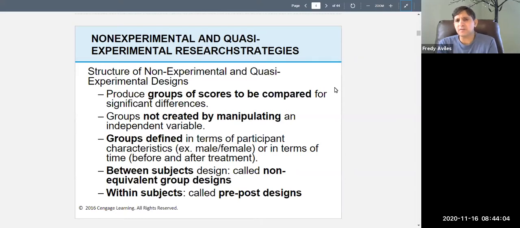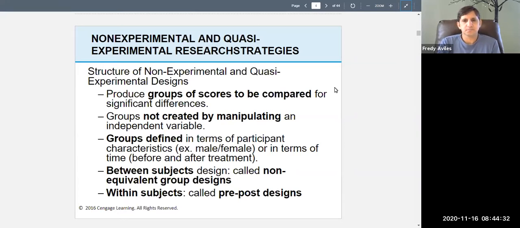You can compare males and females. They already exist. You didn't create these groups. Or you can have children that experienced spanking and those that did not. They already exist. You can compare them. Or you can compare people before treatment and after treatment. So basically, you're still going to have groups. You're still going to compare them, but you don't necessarily create these groups. You don't always do some manipulation to create these groups.